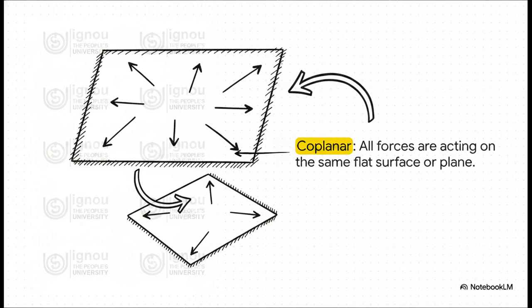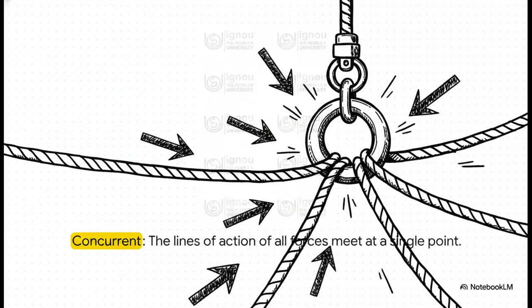One of the first ways we sort these forces out is by checking if they're on the same plane. Think of it like this. If you can draw all the forces on a single, flat sheet of paper, then they're coplanar. Easy enough. Now, what if you could draw a line through all those forces and all those lines cross at one single point? We call those concurrent. A perfect example is a bunch of ropes all pulling on the same hook.